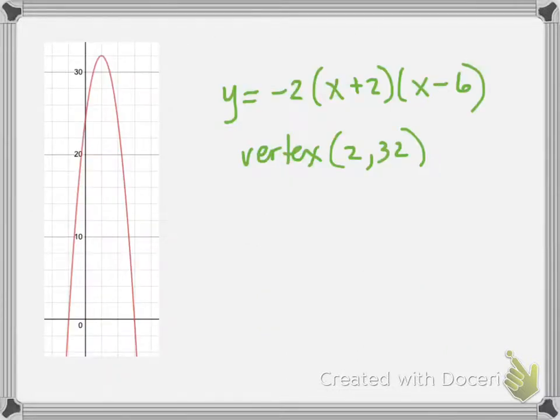So here's a graph of this function, and we can tell that it does have x-intercepts at -2 and +6, and the vertex is at (2, 32), just like we predicted from the information we gleaned by looking at the function and doing a little bit of calculation.